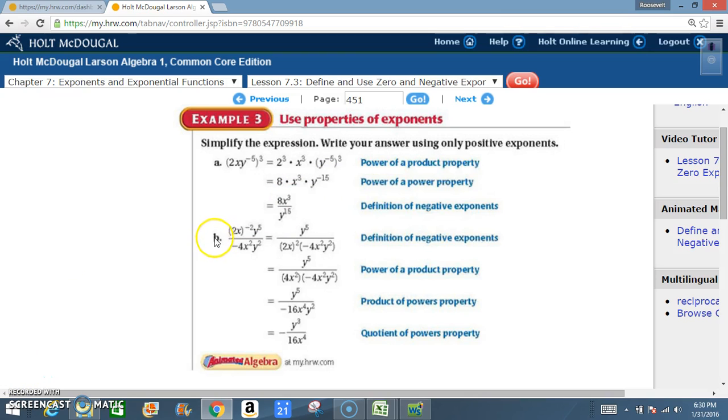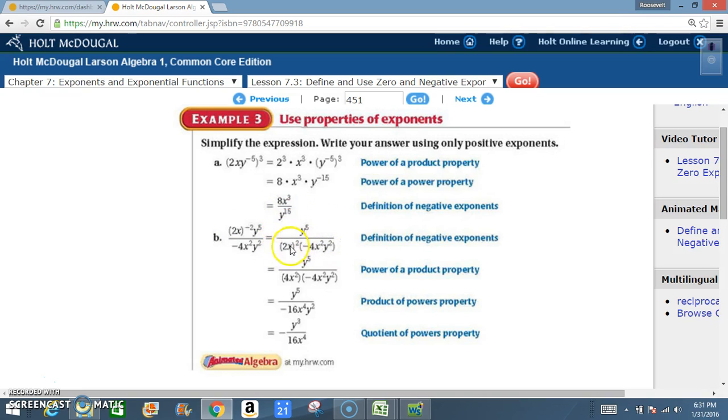All right, here in B, you got to pay close attention because here you have to learn another trick. We got 2 times x raised to the negative 2 times y to the positive 5, all over negative 4 times x squared times y squared. Now look here very carefully. I see that my 2 times x to the negative 2, this is negative. That means that has to go down. So notice, this goes from here to down there. And now notice that that negative 2 is now positive. Now the y to the 5th, it was already positive, so it stays there.